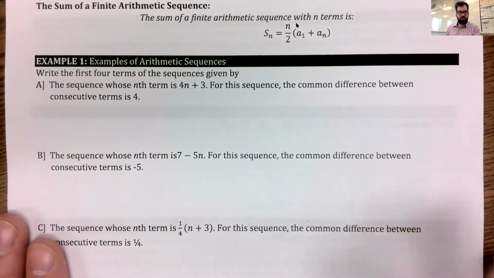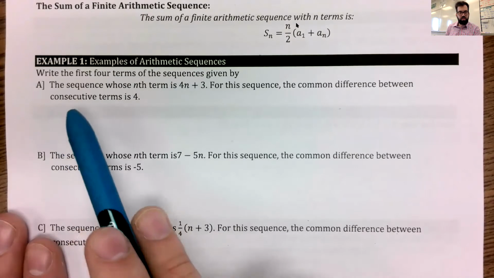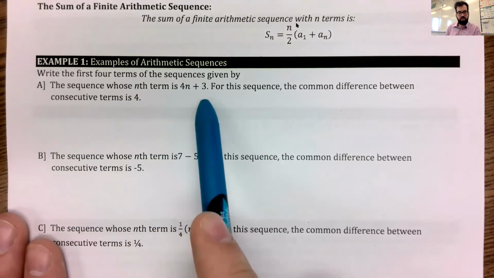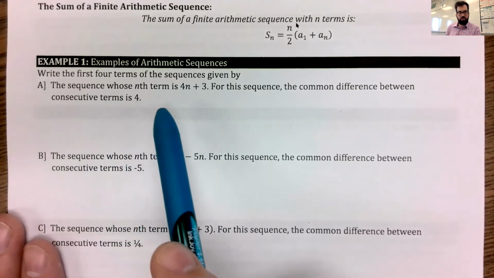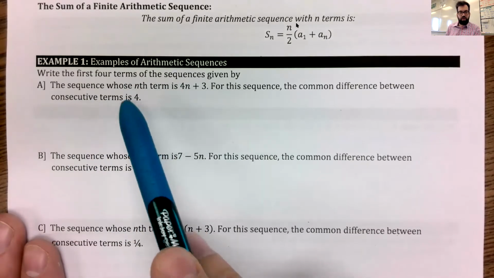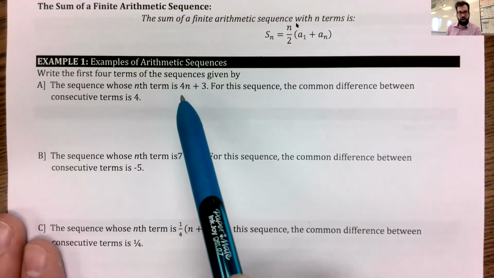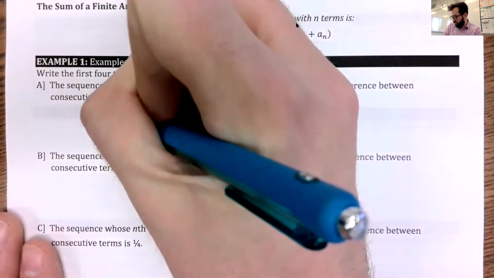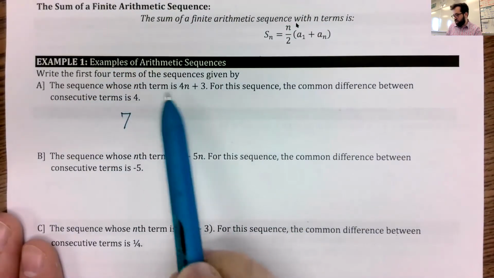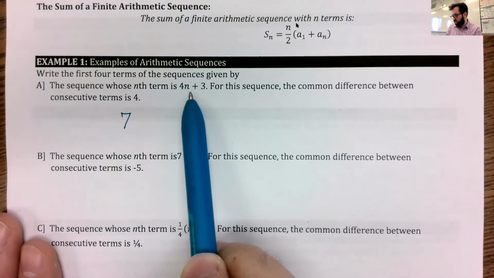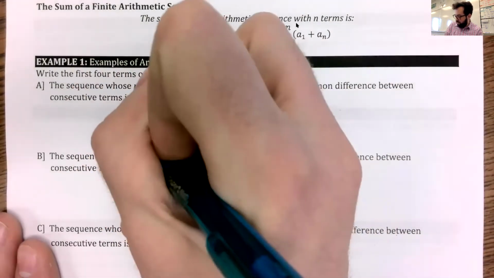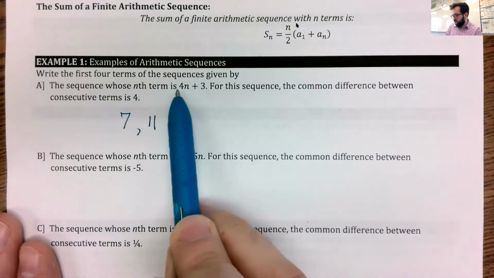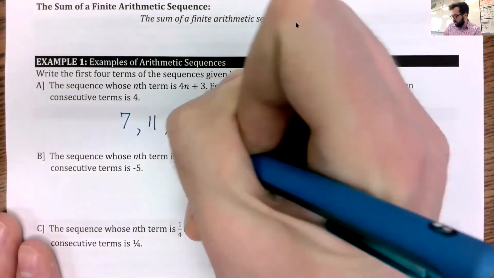We're going to start by writing the first four terms of each of these. First is the sequence whose nth term is 4n plus 3. For this sequence, the common difference between consecutive terms is 4. To figure out the first term, we plug 1 in for n, and we get 4 times 1 plus 3, which is 7. To figure out the second term, we plug 2 in for n. We do 4 times 2, which is 8, plus 3, which is 11. Then we plug in 3 for n, and we get 12 plus 3, which is 15.